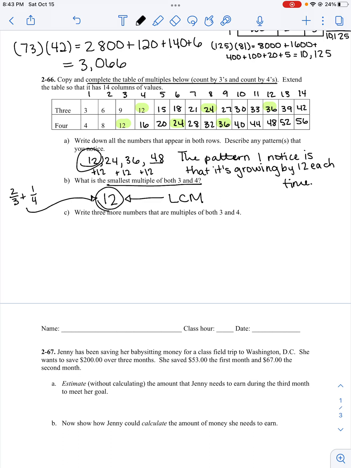Write 3 more numbers that are multiples of both 3 and 4. So we already have 3 of them written down from our chart. The next one, like I said, would be 48, and then 60, and then 72.